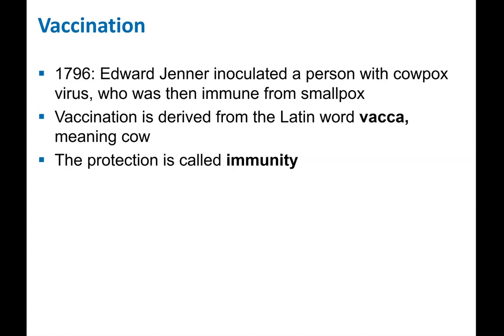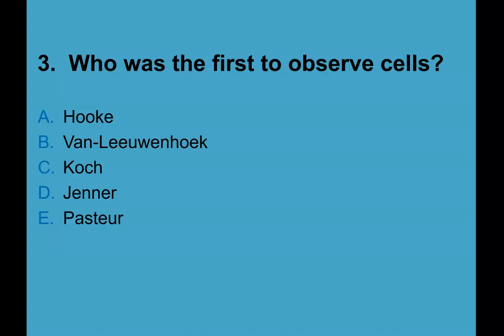And so he took some fluid from a lesion on the milkmaid's hand, and he introduced it to a little boy. And then a few weeks later, he challenged that little boy with smallpox. And thankfully, the little boy did not get smallpox because he got protected from being exposed to the cowpox. And thus began really the first vaccination campaign. And it was so effective that we actually eradicated smallpox.